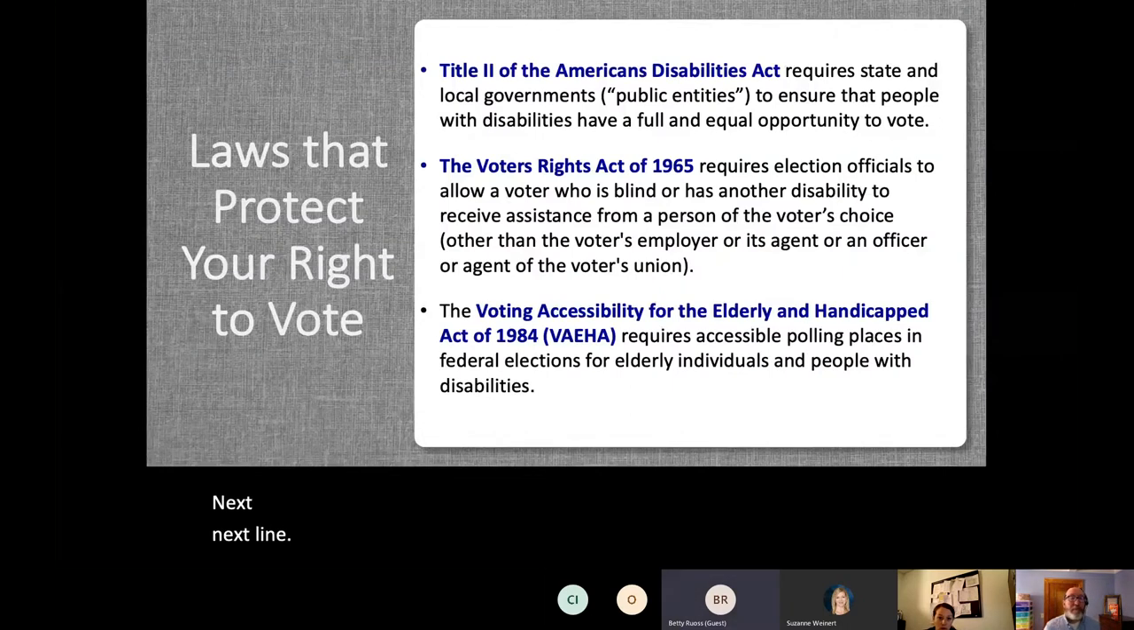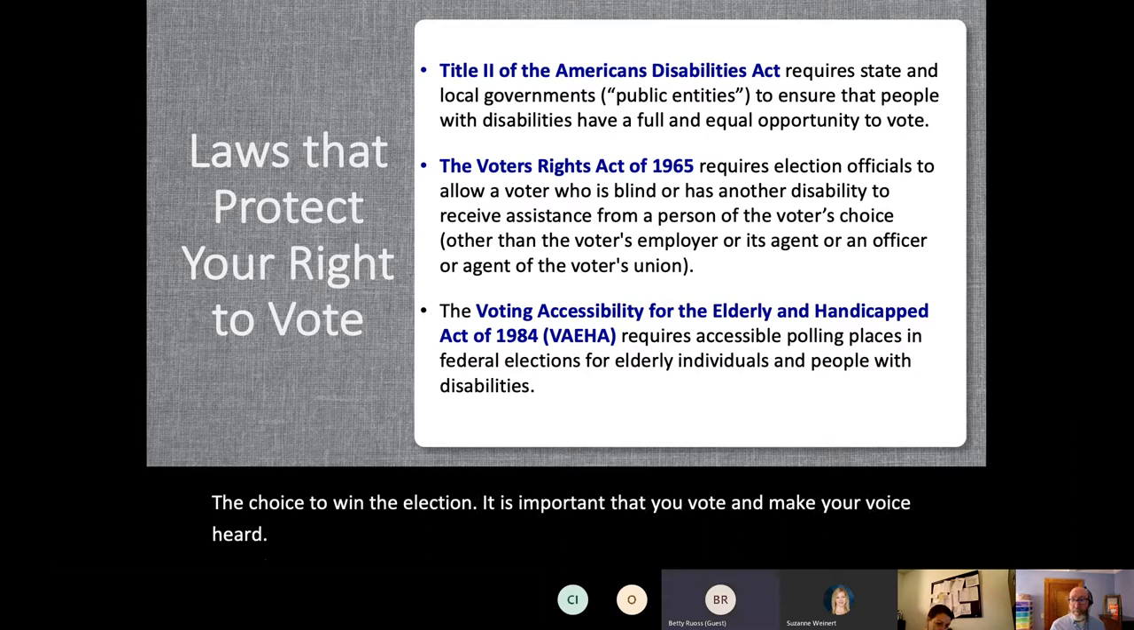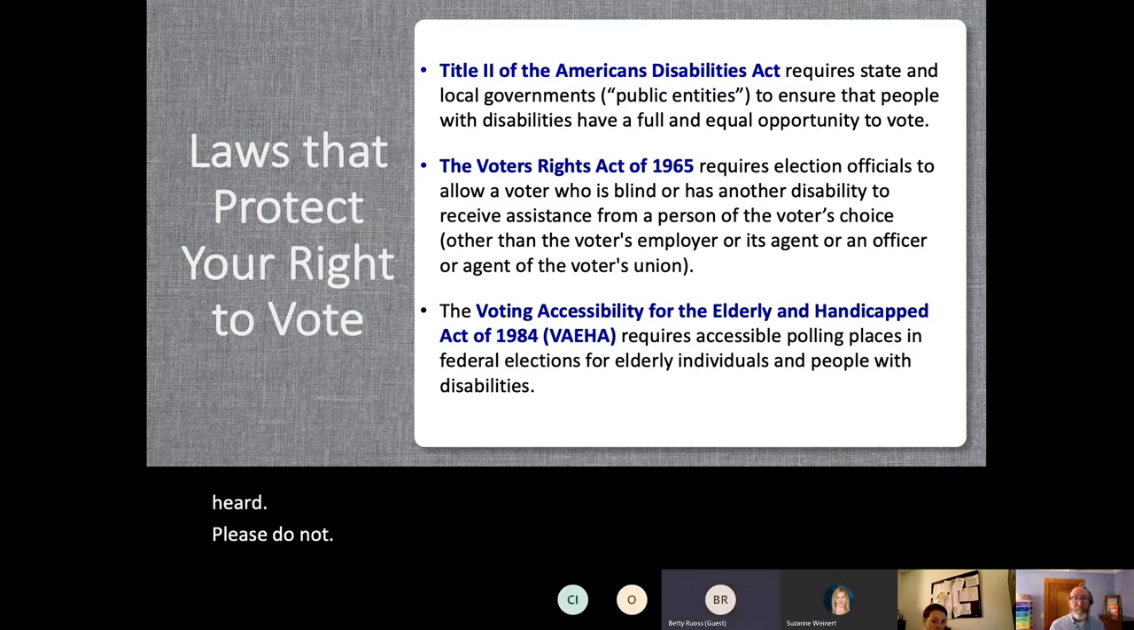Laws that protect your right to vote. Whether you vote at the polls or by absentee ballot, voting is a right. If you want the candidate of your choice to win the election, it is important that you vote and make your voice heard. Many people with disabilities do not vote. They want to vote, but many are afraid because of challenges they may face, such as resources and because special accommodations are required. There are several laws in place to specifically protect your right to vote.